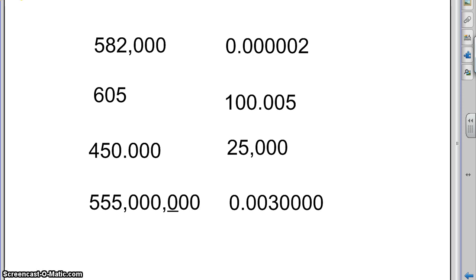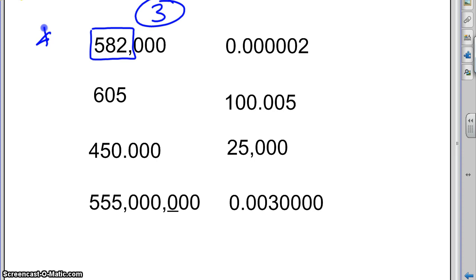We're going to put a box around our non-zero numbers. We're going to start with this guy right here, 582,000. Well, all the non-zeros are just right here. Then I look for any written out decimal places. There isn't one. There's one implied here, but it's not actually written, so we don't count it, and so we're done. The 5, the 8, and the 2 are significant, so this has 3 significant digits.